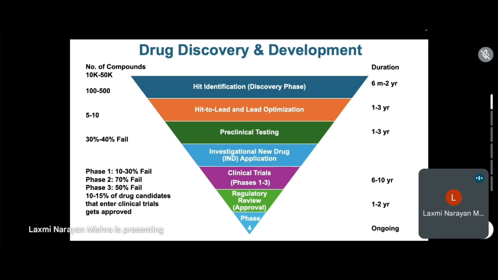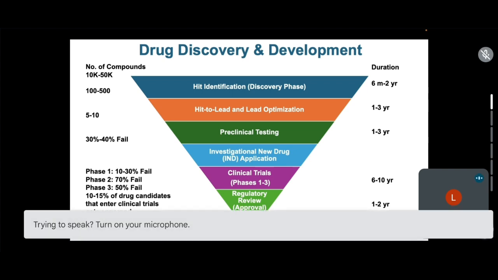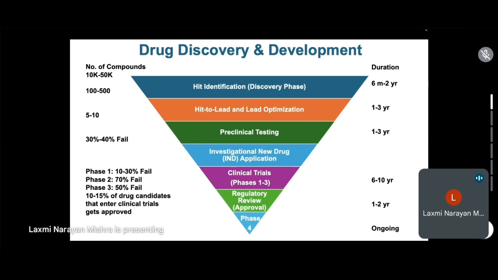So the first in the list, when we go to the clinical industrial side, is hit identification, and it starts with screening more than 10,000 to 50,000 compounds, and after the hit identification phase, we come down to only 100 to 500 compounds. So only about 1% of the compounds qualify during this hit identification phase.